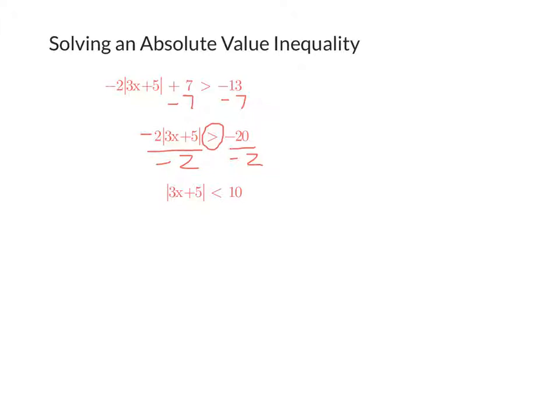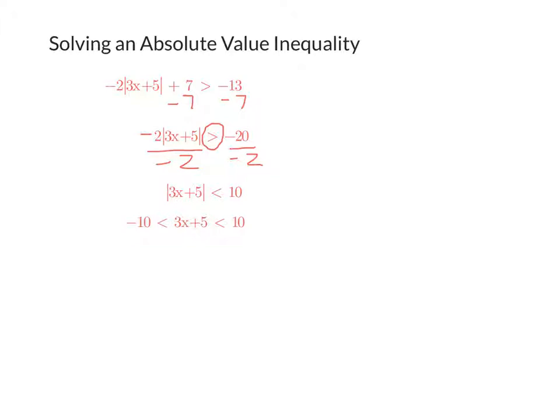Well, let's look at this and see what we mean by absolute value. Basically, absolute value says that whatever's inside the absolute value could be either positive or negative. So we're saying it's less than 10. So that means if this is a positive number, it's going to be anything between 0 and 10. But what if it's a negative number? It could be anything from minus 10 to 0. So our result is going to look like this.